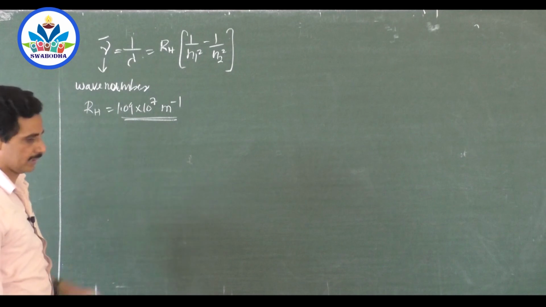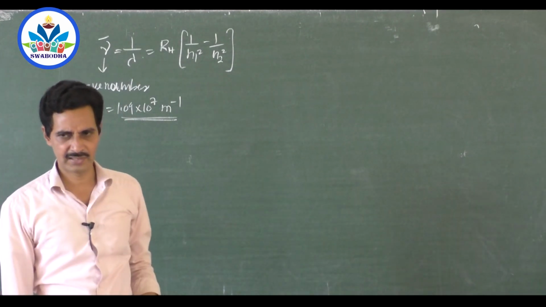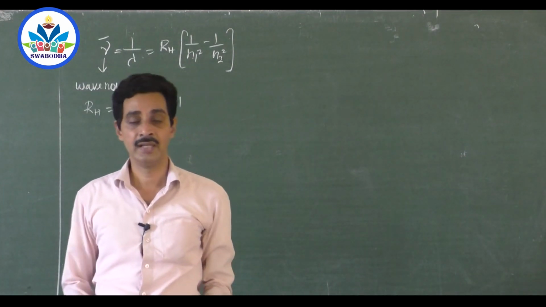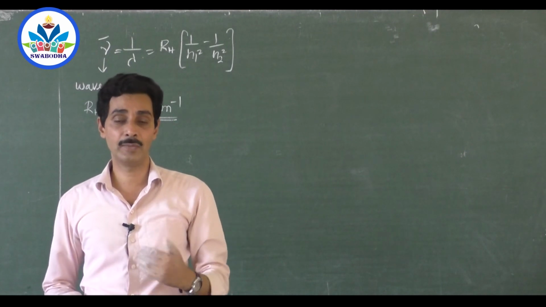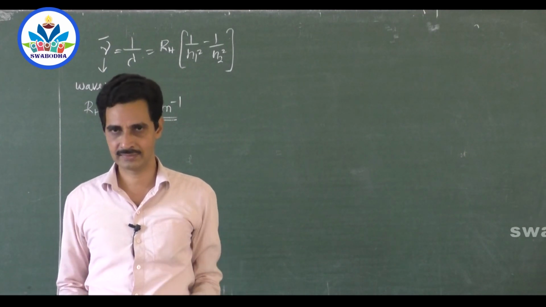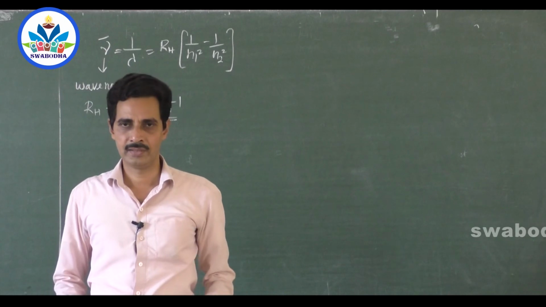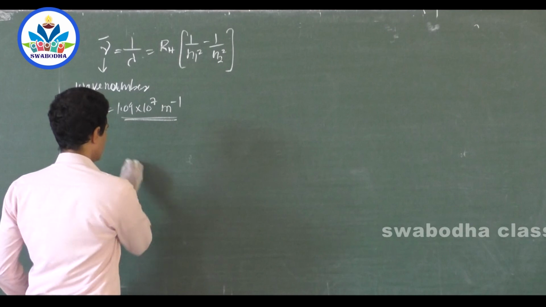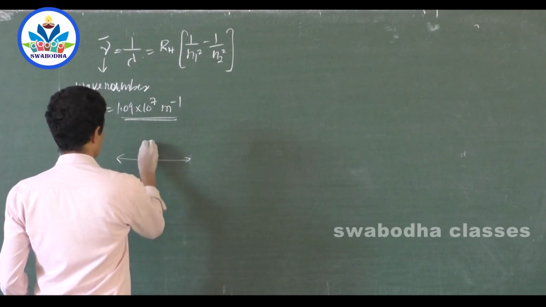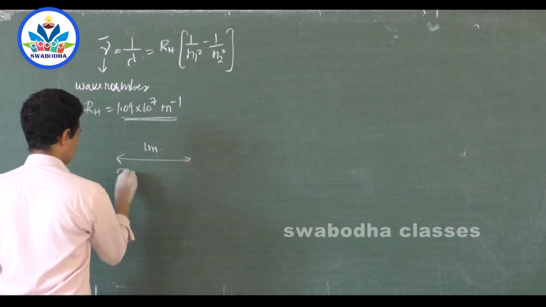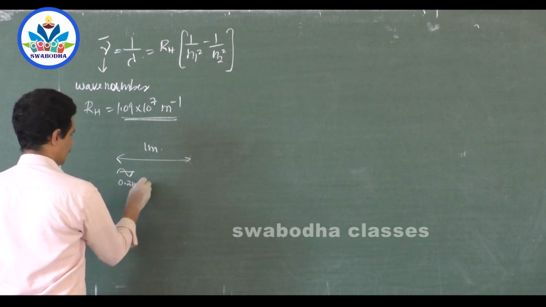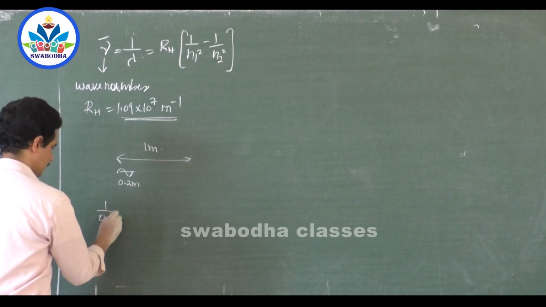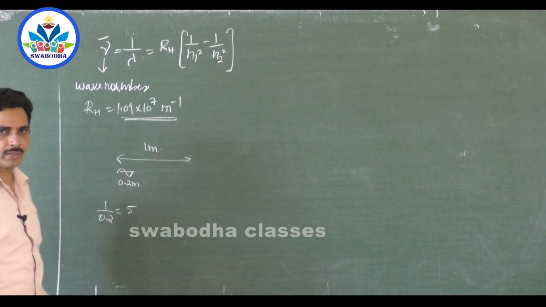What is wave number? Of course, you don't have that definition in the syllabus. It is the number of waves that can be accommodated within a certain unit length. That is called wave number. Number of waves within a unit length. Sir, what do you mean by that? Suppose this is 1 meter distance. Suppose a wave has a wavelength of 0.2 meters. Then what is 1 by 0.2? It is 5, right? What do you mean by 5?